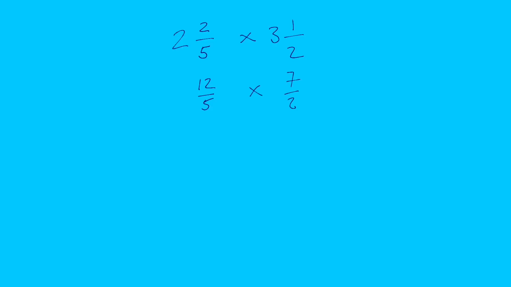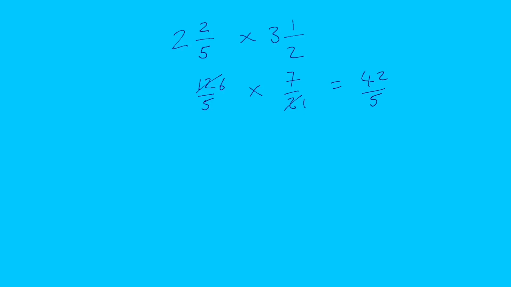Now we're ready to multiply. Shall we check first to see if we can cancel down? Oh yes, we can. Look, we have a 12 and 2 here, and both of them are divisible by 2. So we're going to divide the 12 by 2 and the 2 by 2. Okay, and have a quick check to see if there's any other numerators that will divide with the denominator. No, there's not. Okay, so let's get ready to multiply. So 6 times 7 is 42. And 5 times 1 is 5.